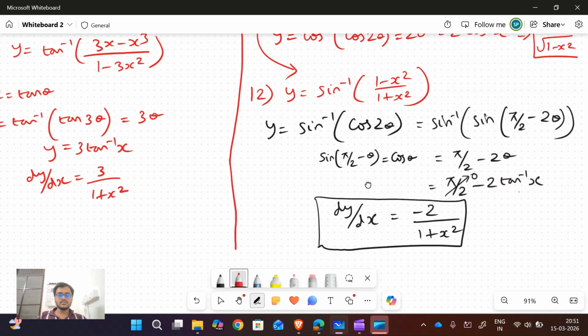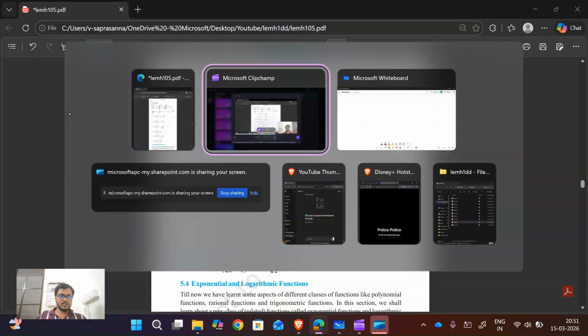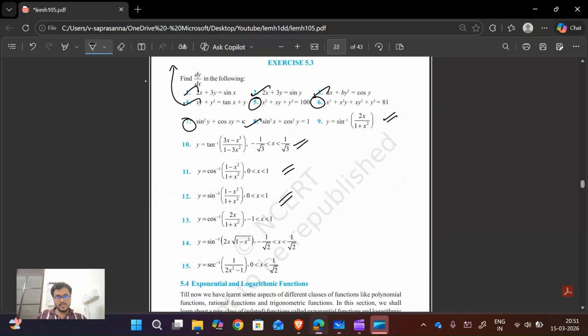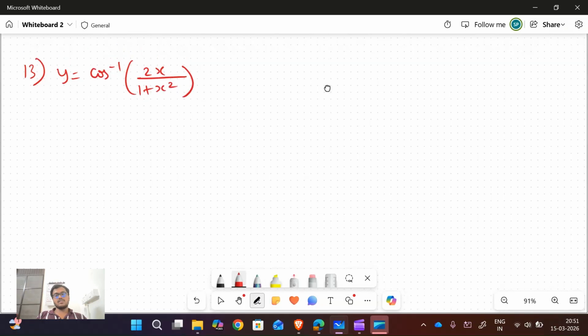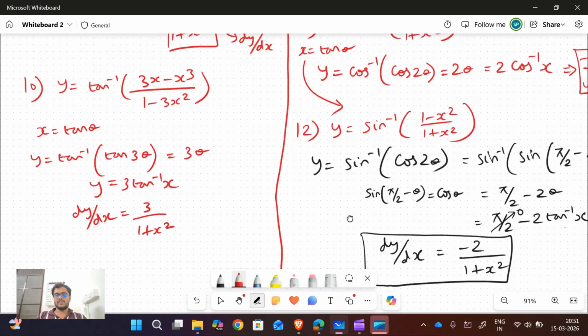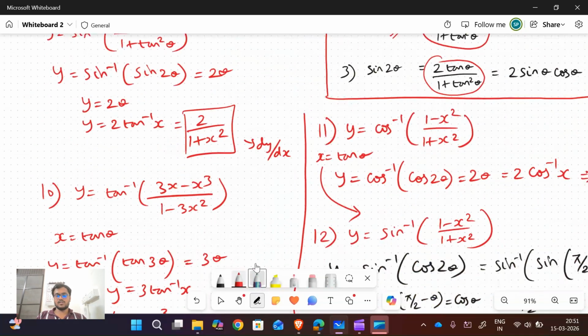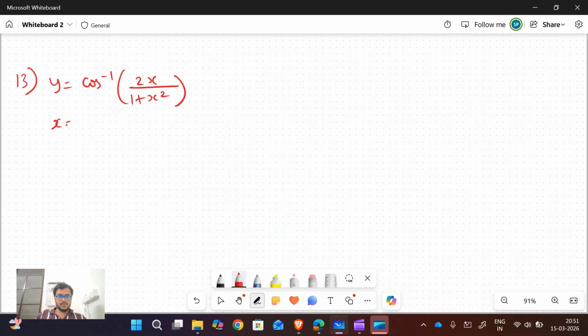Okay. Next question. This is 13th one. 13th question is nothing but y equal to cos inverse of 2x by 1 plus x square. See the formula here. I think this is sine 2 theta, if I remember correctly. 2x by 1 plus x square. See, sine 2 theta. It is looking like sine 2 theta, right? Third formula. So you can directly put again x equal to tan theta.